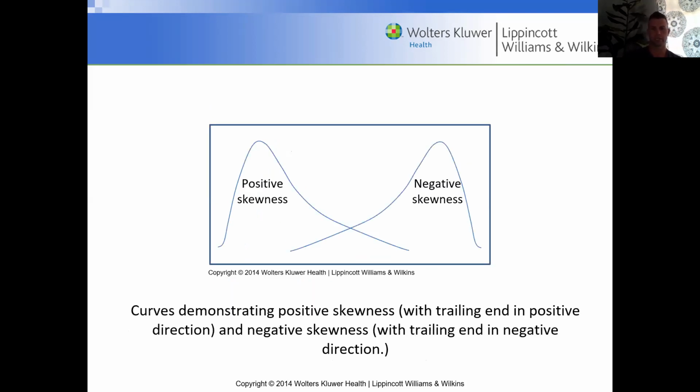Positive skewed versus negative skewed. Again, positive skewed has the tail going to the right. Negative skewed has the tail going to the left, okay?